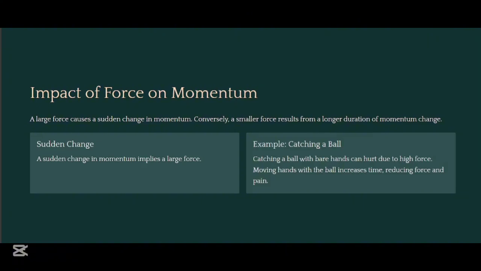Impact of force on momentum. A large force causes a sudden change in momentum. Conversely, a smaller force results from a longer duration of momentum change. A sudden change in momentum implies a large force. An example is catching a ball. When you catch a ball with your bare hands, they can hurt due to high force. But if you move your hands with the ball, that increases the time, reducing force and pain.